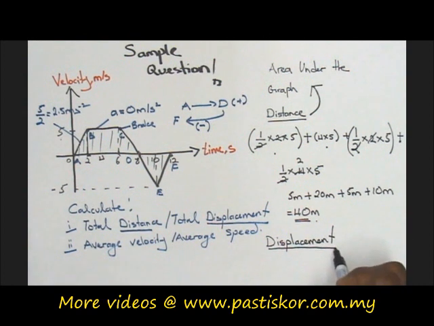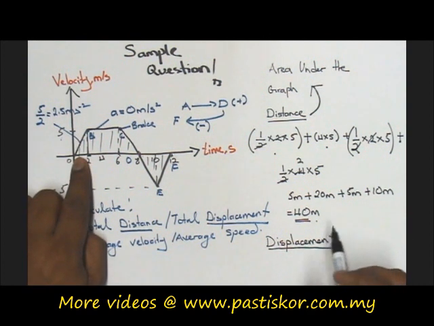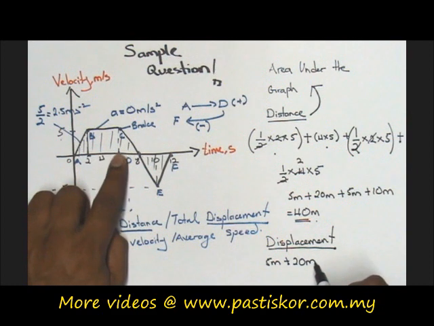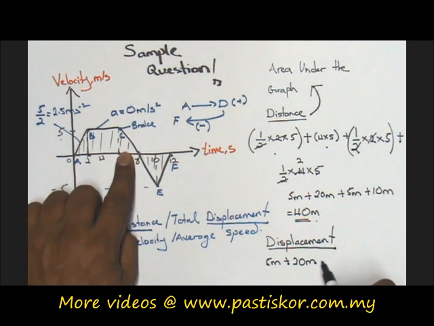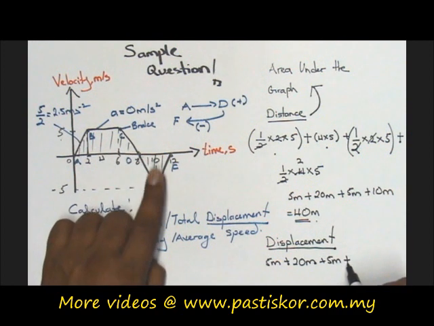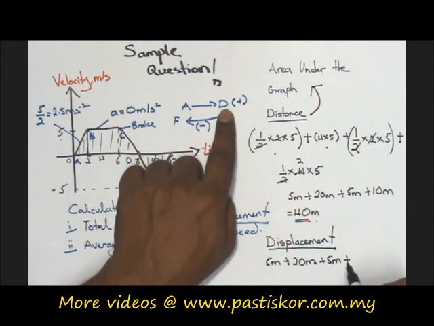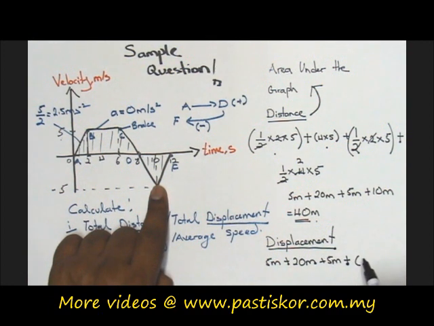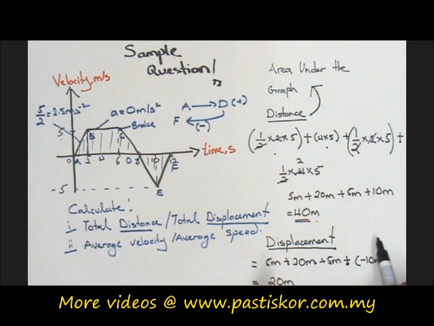Your displacement over here, remember, now you have this as 5 meters, plus you have this as your 20 meters. You have this triangle over here, which is your 5 meters. And yes, you remember this triangle. Now this triangle is moving in the negative direction. So when it's moving in the negative direction, this is where you will add negative 10 meters. So technically, your displacement will be 20 plus 5, 25, 30, 30 minus 10, 20 meters. This is the value of your displacement.